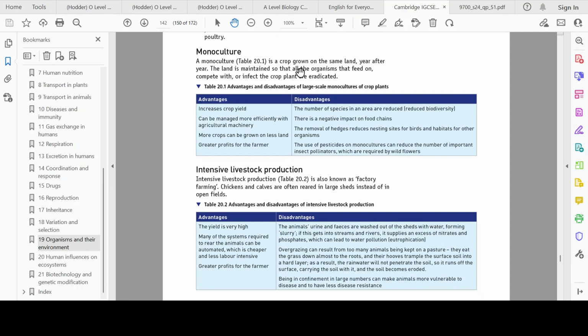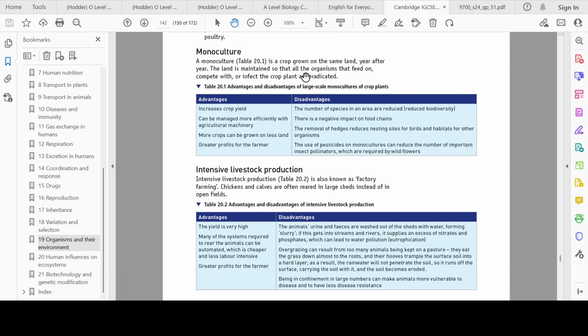Monoculture is a crop grown on the same land year after year, right? So every year, for example, we are growing wheat on the same land, so there's an advantage, right? There's an increase in crop yield.